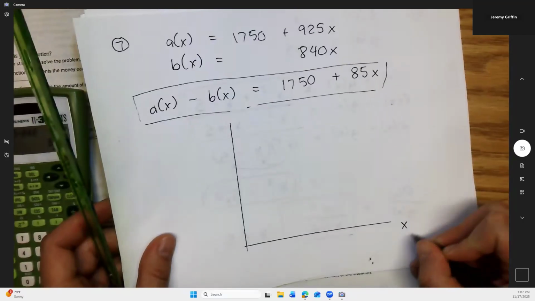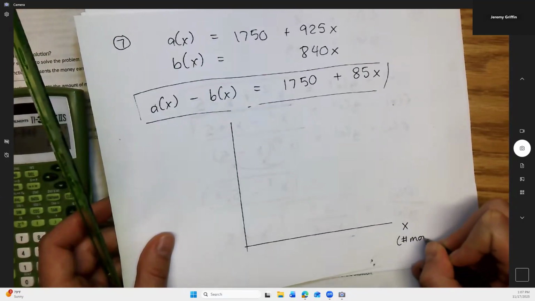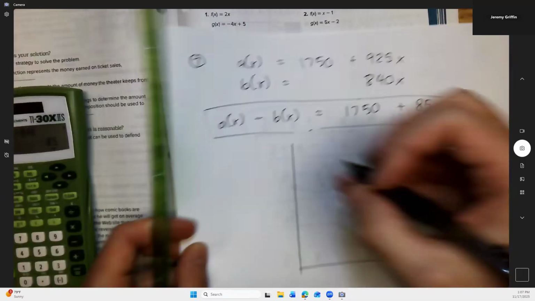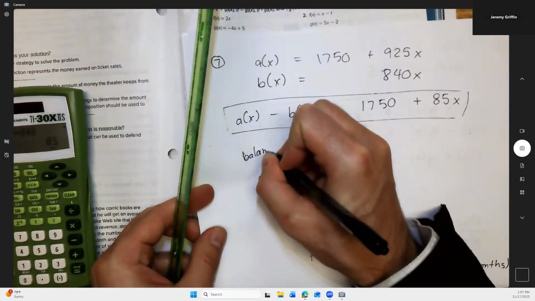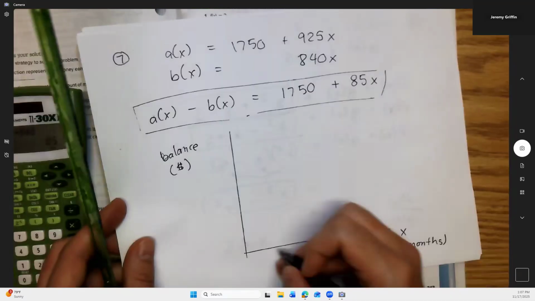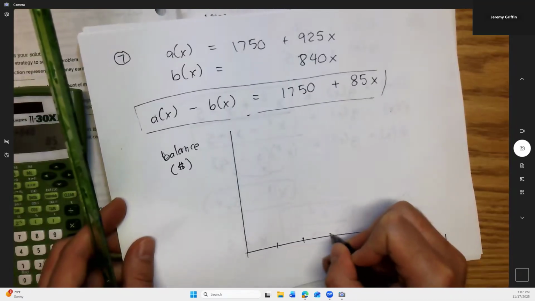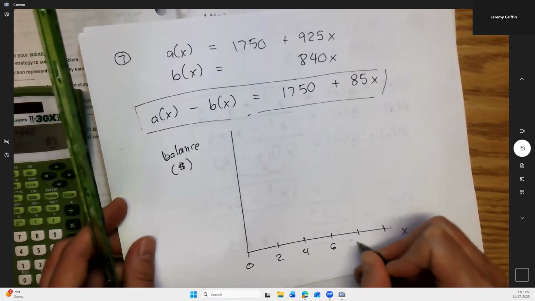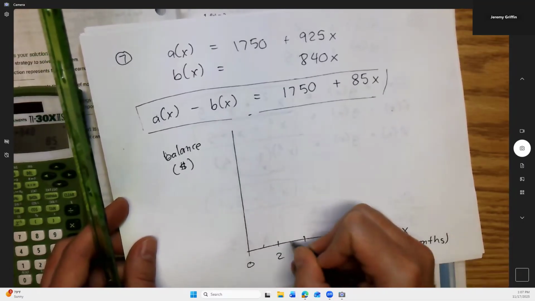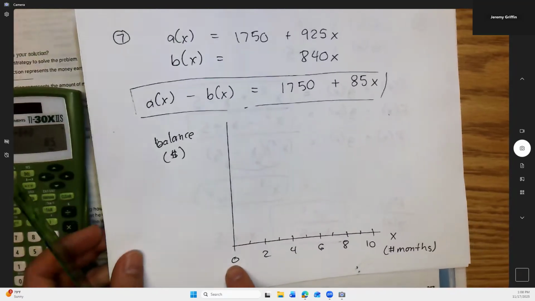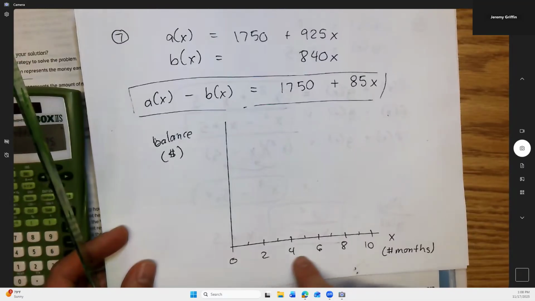So x, which is the number of months, and then we'll say balance, which is in some number of dollars. So we'll go up to 10 here. Let's go 2, 4, 6, 8, 10. So 0, 2, 4, 6, 8, 10. And then put 1, 3, 5, 7, 9. You guys notice how I started this axis at 0 and then scaled it linearly?